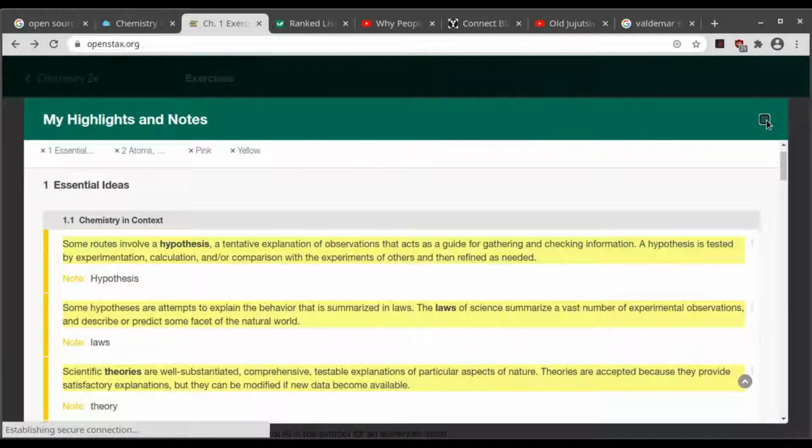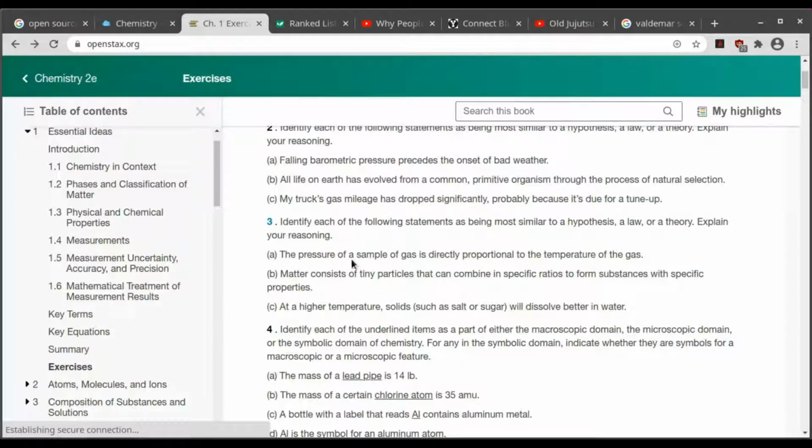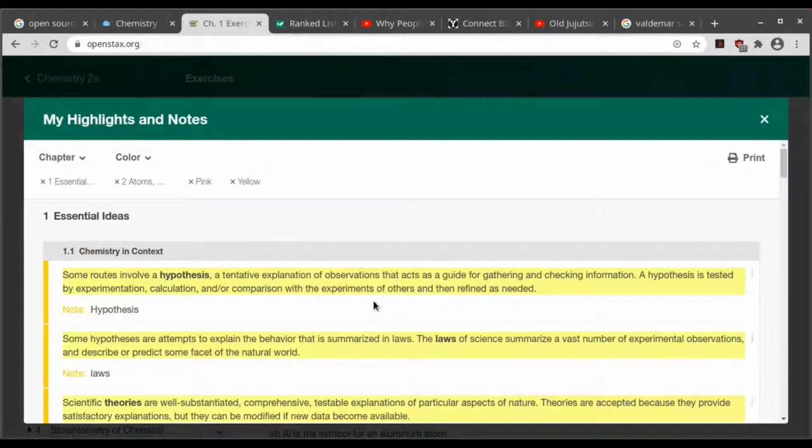Matter consists of tiny particles that can combine in specific ratios to form substances with specific properties. Okay, I believe that's going to be more of a theory, right? Because let's look. It's always good to go back and look at your definitions from your notes. Scientific theories are well substantiated, comprehensive, and testable explanations of a particular aspect of nature. Theories are accepted because they provide satisfactory explanations, but they can be modified if new data becomes available.